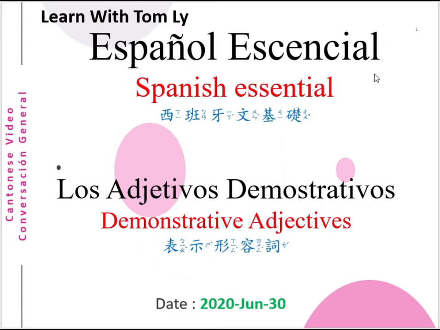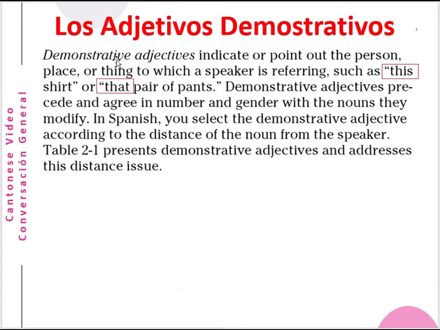Español Esencial, the Spanish Essential, 西班牙文基础。Los adjetivos demostrativos, the demonstrative adjectives, 表示形容词。Los adjetivos demostrativos indicate or point out the person, place, or things to which a speaker is referring, such as this shirt or that pair of pants. Demonstrative adjectives agree in number and gender with the nouns they modify.